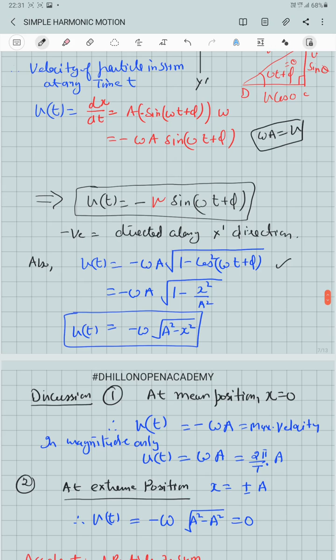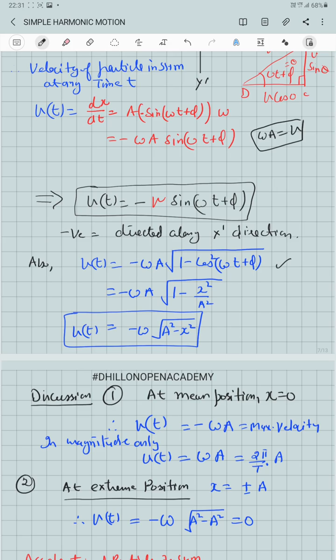Now at the mean position, where the particle is present, the value of x is equal to 0. So velocity is equal to negative of ω into A, which is the maximum velocity of the particle. The negative sign is only showing the direction, that it is directed towards the x to x dash axis.